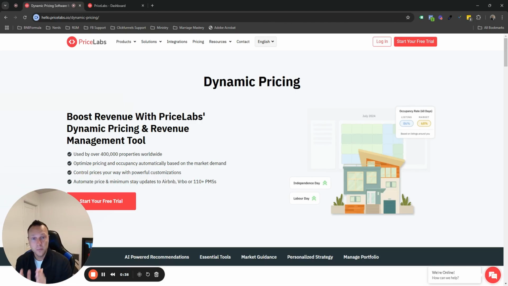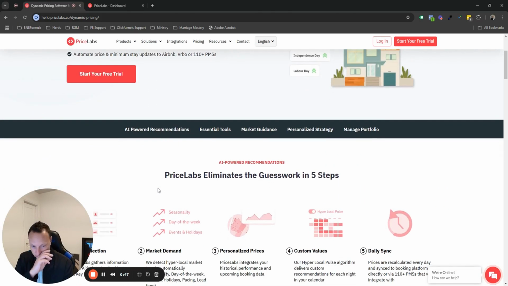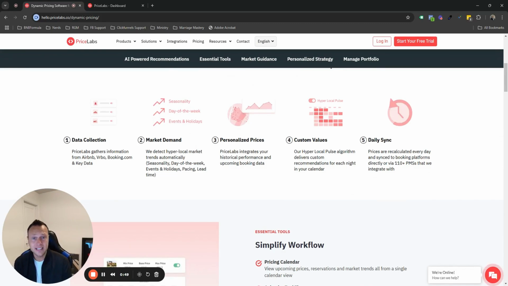And what is super cool is that it automatically does this for you. You do not have to do any of the heavy lifting. So you're probably wondering, how does it do that? Well, let me show you. They actually show it here on their website. They collect data from Airbnb, VRBO, Booking.com, all these key websites. And they take all the historical information and plug it into their algorithm.